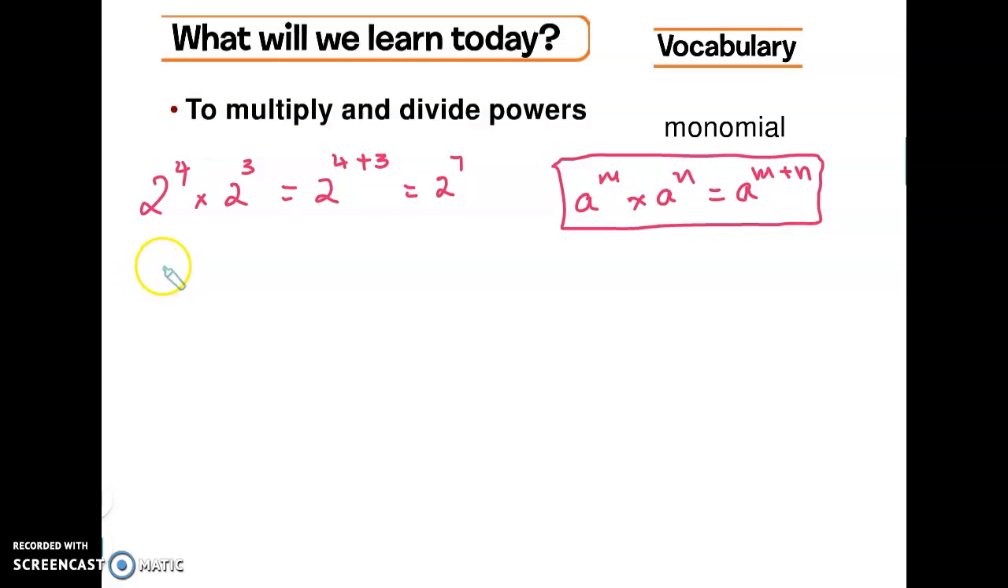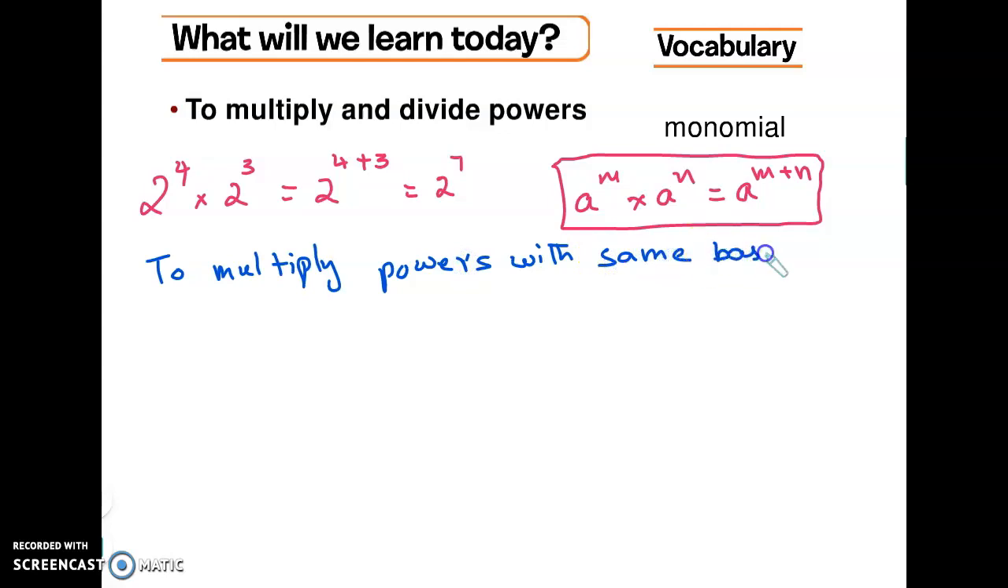I'm going to go ahead and write the rule for you guys. To multiply powers with the same base, add their exponents. That's what we did. We keep the base. This is called the base. So we kept that, but we add the exponents here. So we get that power, the final answer for this.